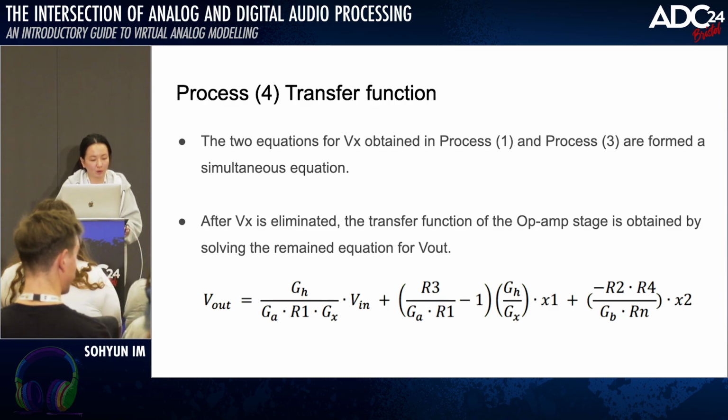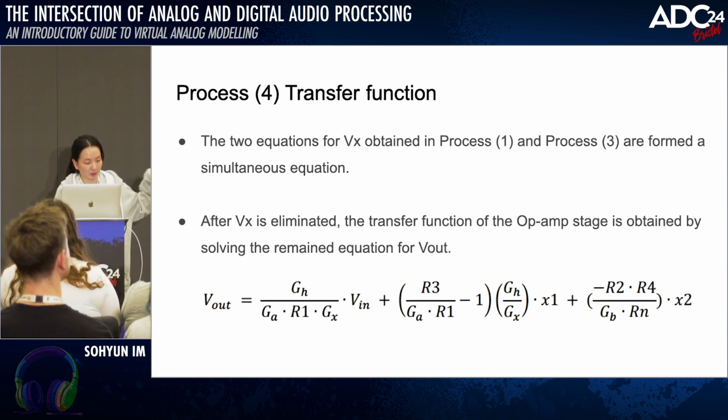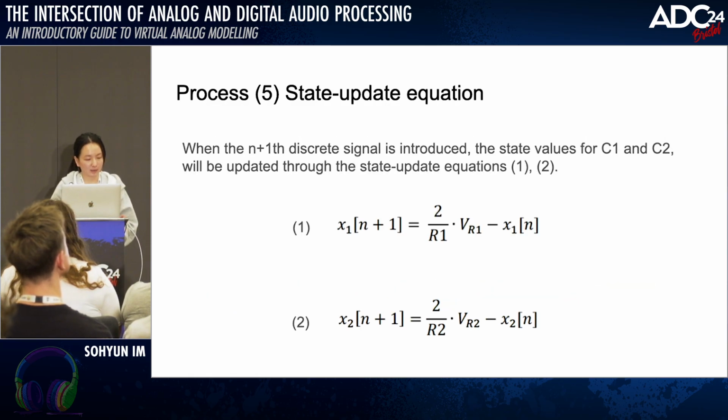The two equations for Vx obtained in process 1 and process 3 form the simultaneous equations. As we said before, after Vx is eliminated, the transfer function of this op-amp stage is obtained by solving the remaining equations for Vout. So this is our transfer function of the op-amp stage, and this is the state update equation. The process to obtain this one, we've already covered.